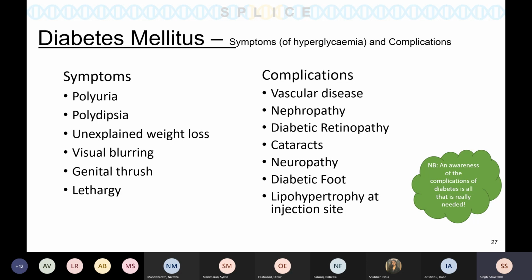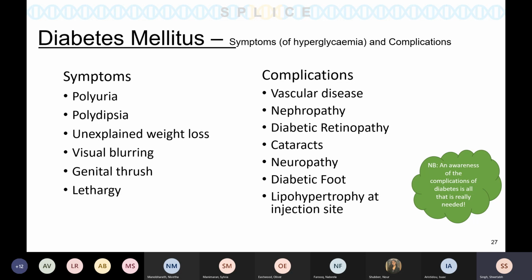Diabetic retinopathy is more for next year when you're in fifth year. Cataracts, fifth year. Neuropathy ties in with neuro. Diabetic foot, again, that kind of ties in with vascular, and then a minor one, lipohypertrophy at injection site. The way you counteract that is by changing slightly the different areas that you inject your insulin. So note, as I've put there, an awareness of the complications is what's really needed for your exams.